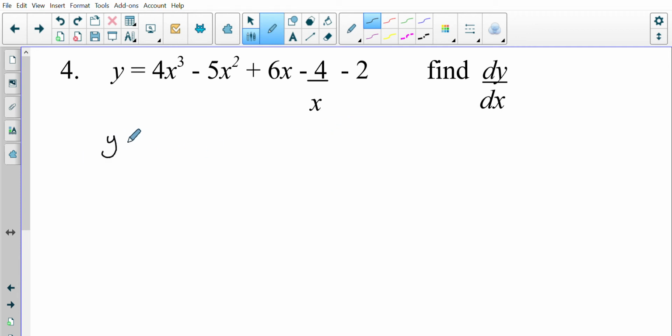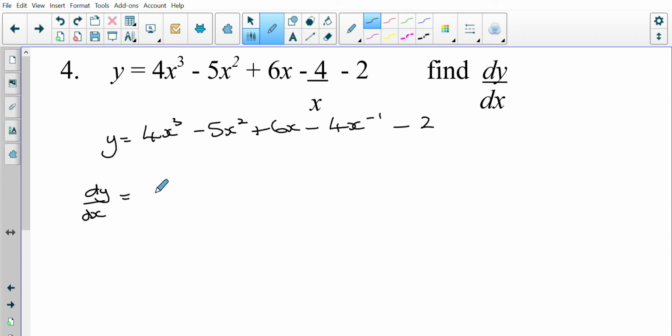So before we start to differentiate, we're just going to have to do a bit of manipulation on the original function. So all the terms are staying the same apart from this 4 over x, which writing in index form gives me 4x to the minus 1, and then my minus 2 on the end. So now I'm ready to differentiate, and I'm going to do each term in turn. So that's 12x squared minus 10x plus 6.